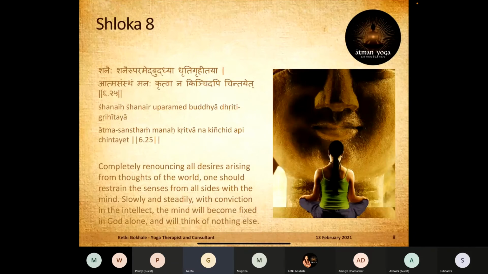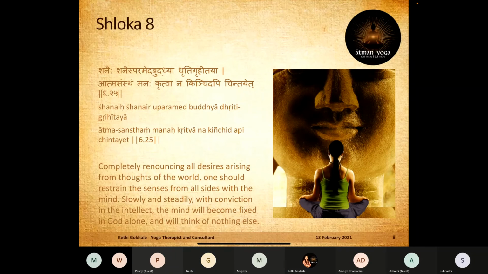Shanairuparamet. So Dhruti here we are breaking the word. Shanai ruparamet buddhya dhruti gruhitaya. Atmasamstham manah krutva na kinchit api chintayet.